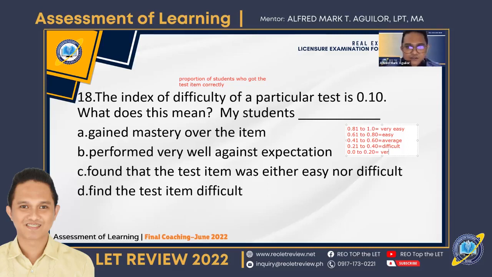Okay, so this is how we interpret the difficulty index. But here we have 0.10. Okay, so 0.10 meaning to say it falls under the interval dito sa pinakababa, 0.0 to 0.20. So that's actually very difficult. Okay, so only few people got it correctly. So the best answer is letter D. Find the test item.